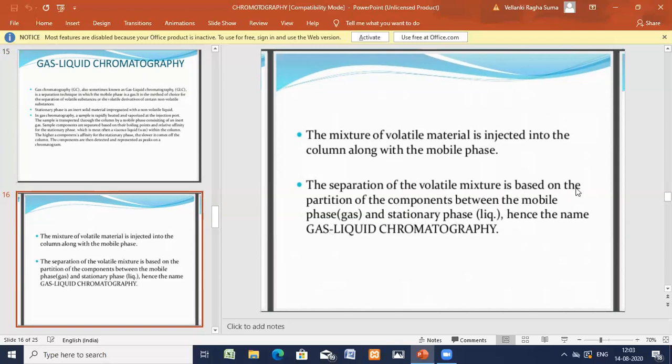Separation of the volatile mixture is based on the partition of the components between the mobile phase, that is gas, and the stationary phase, that is liquid. It is taking place between gas and liquid, mobile and stationary phase. So we have got this name.